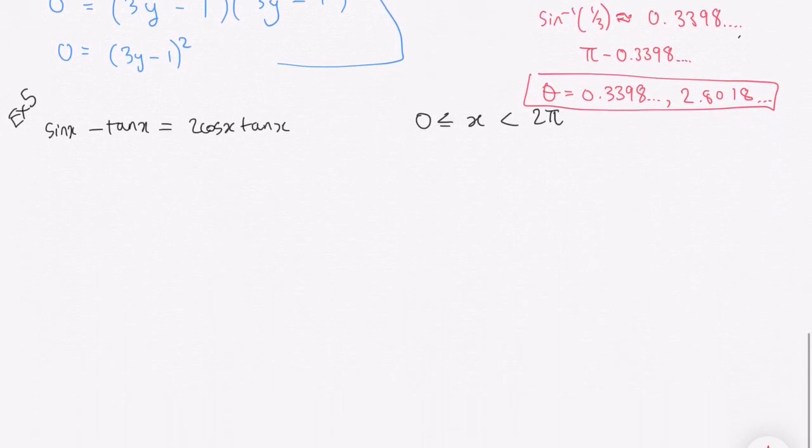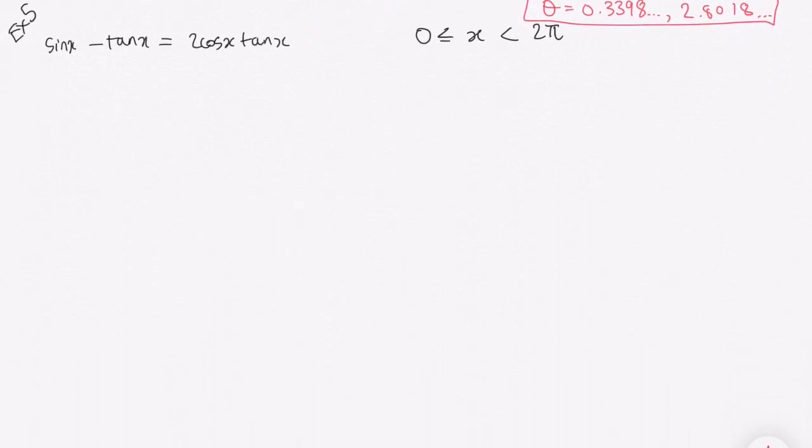Okay, finally, example 5. So again, we've got quite a nasty looking equation with sine x subtract tan x equals 2 cos x tan x. So that's a bit horrible because we've got all of our trigonometric functions here. It's not really obvious what to do. But something you might want to try is we do know that tan x is identical to sine x over cos x. So we make this substitution for both of these tan x's and see what we get.